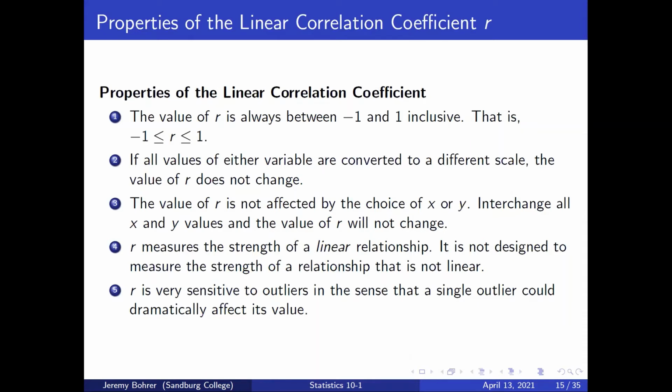Fourth, R measures the strength of a linear relationship. It is not designed to measure the strength of a relationship that is not linear. And fifth, R is very sensitive to outliers in the sense that a single outlier could dramatically affect its value.